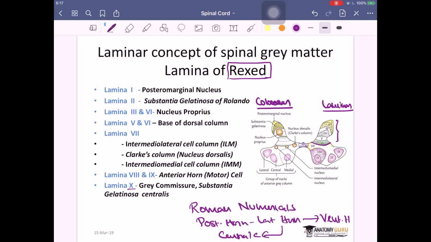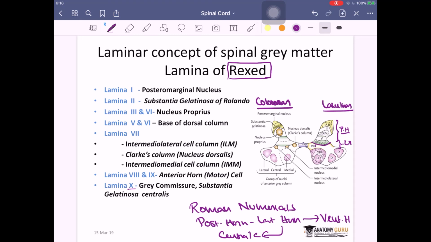So till 6, if you notice, these laminae correspond here to your posterior horn. So the posterior horn has laminae 1 to 6, and part of 7 also.